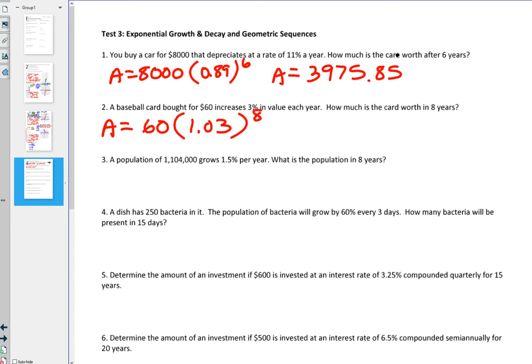Again, we're dealing with money. So 1.03 power 8 times 60. You should be getting, well, I'll round up here. I'm getting that this amount should be $76.01. If they asked for the nearest dollar, I would just put $76. That 1 penny is important. A penny saved is a penny earned.